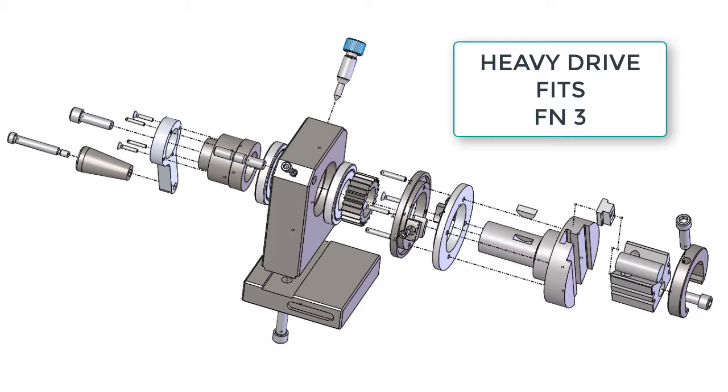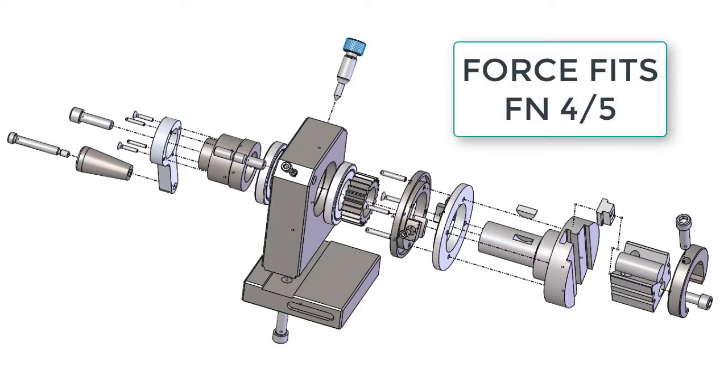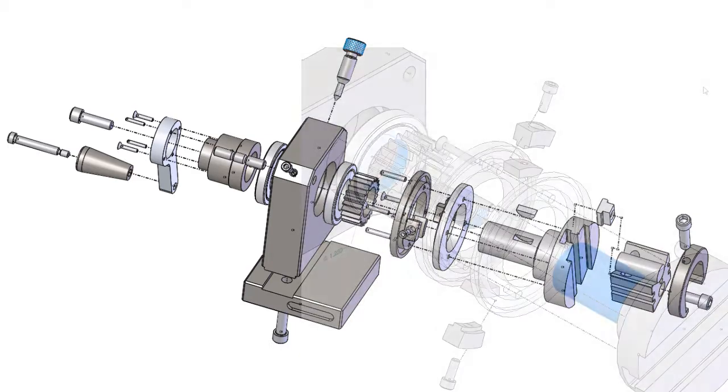FN3 heavy drive fits are suited for heavier steel parts or shrink fits in medium sections. FN4 and 5 fits, known as force fits, are designed for parts which can endure high stresses or shrink fits where the large pressing forces to assemble are impractical.